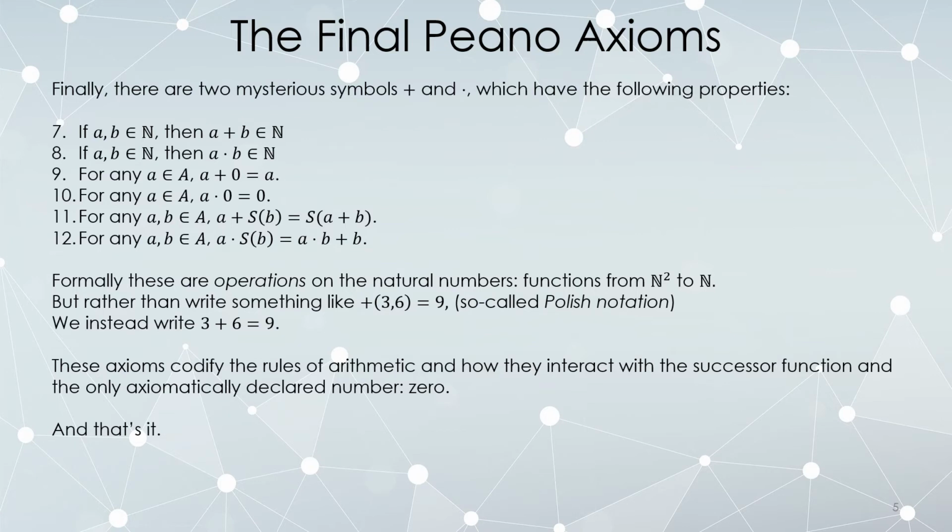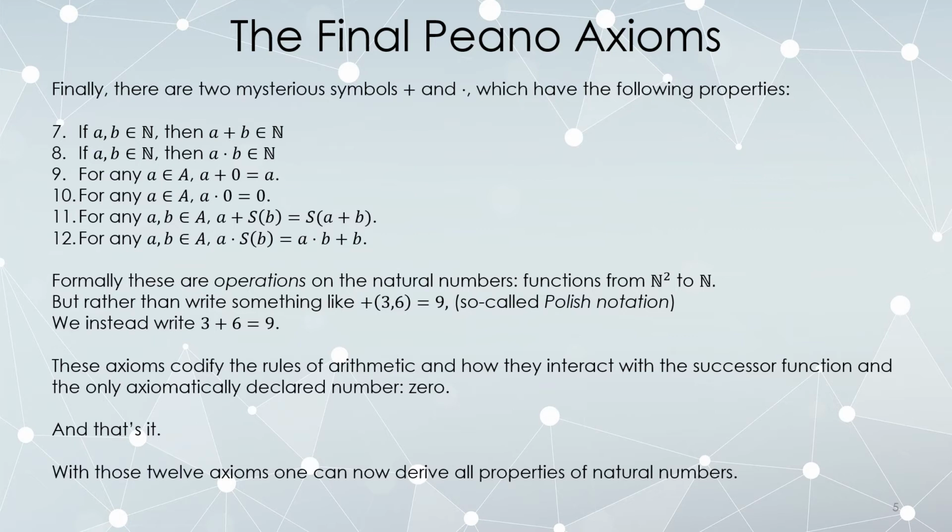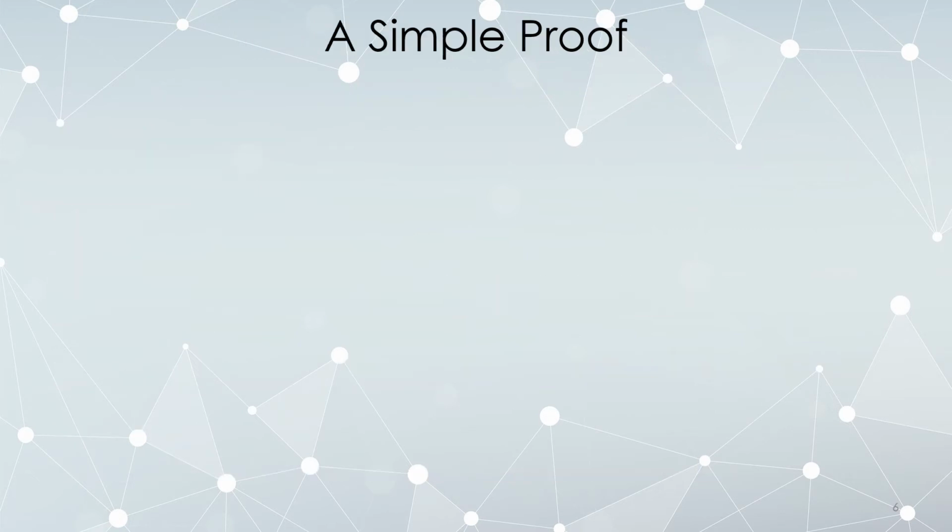So these are it. These are the axioms. From this list of 12 axioms, we're going to prove everything we possibly could about the natural numbers. So let's get to it. We're going to start with a simple proof. It's a classic, and we really can't resist the urge: 1 plus 1 equals 2.